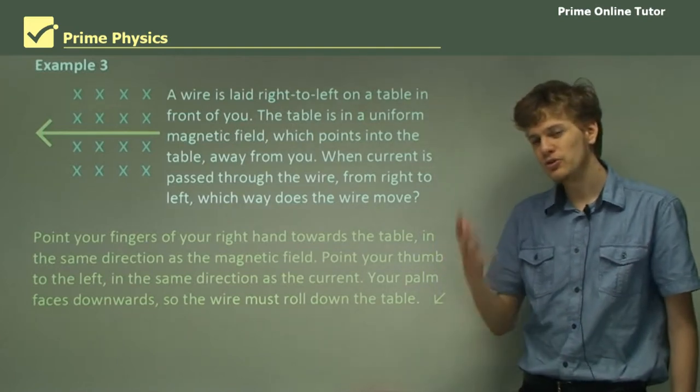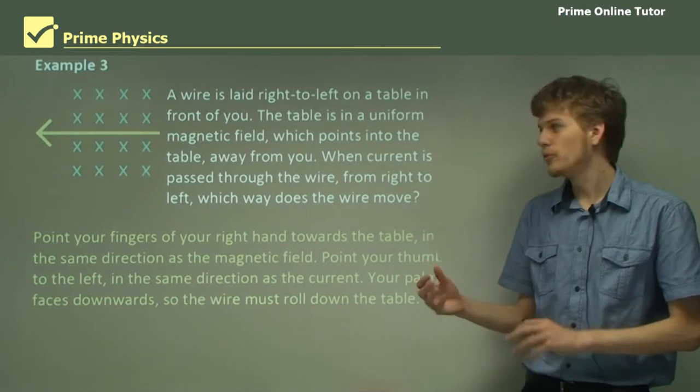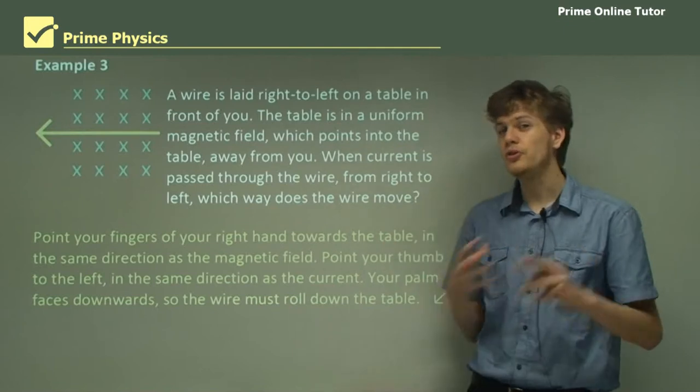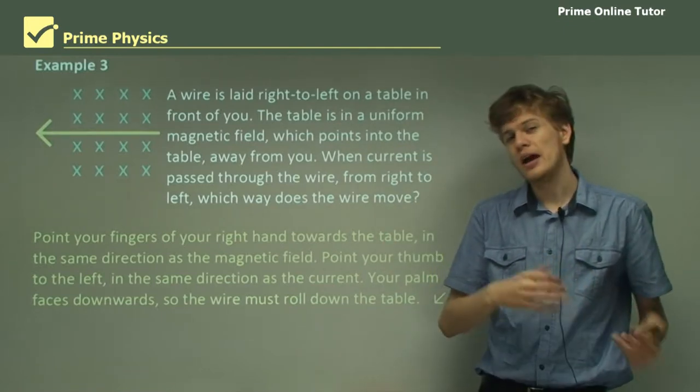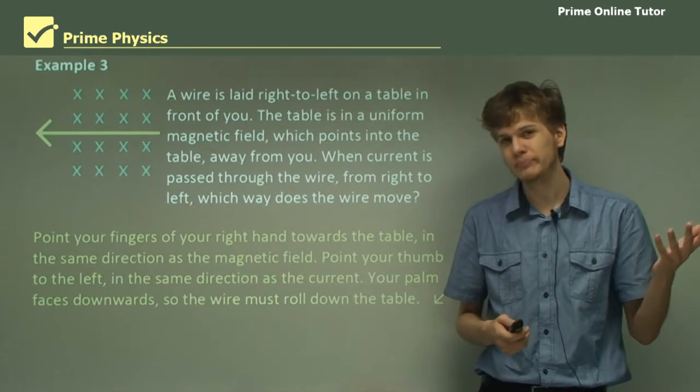Now remember, the fact that we're using our right hand and not our left is just because of how our system of lines works. If our magnetic field lines pointed from the south pole to the north pole of a magnet, because we had a different convention, then we'd have to use our left hand to figure out the direction of the force.